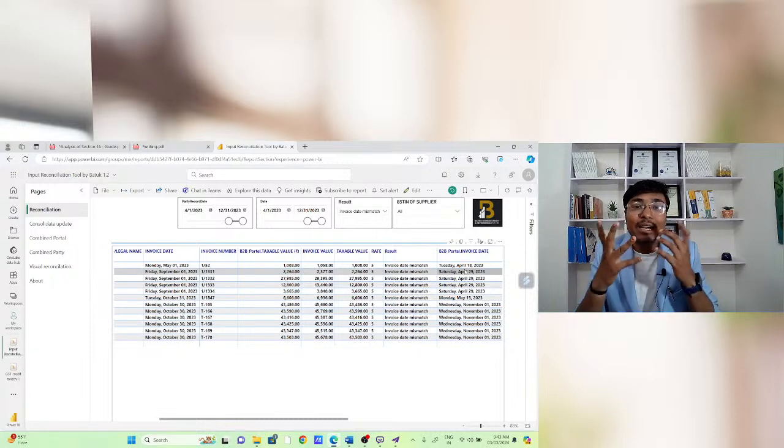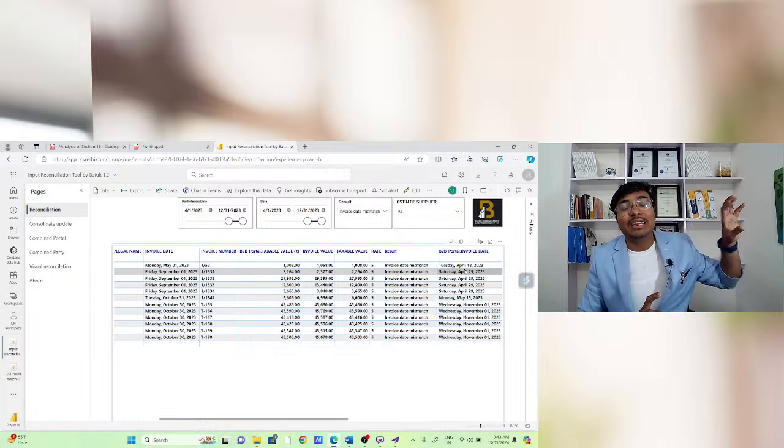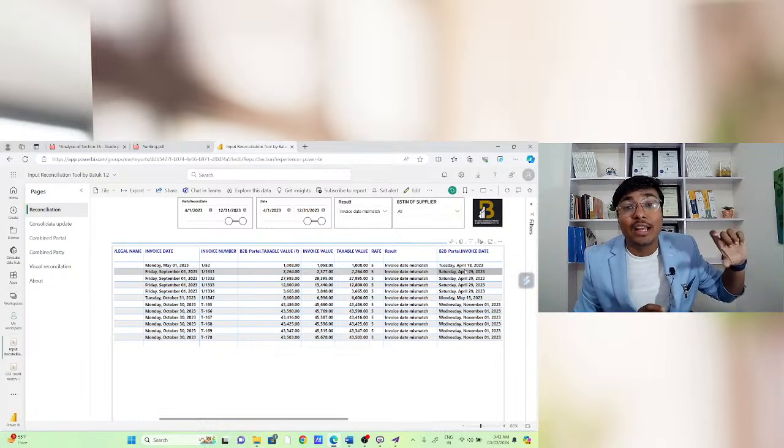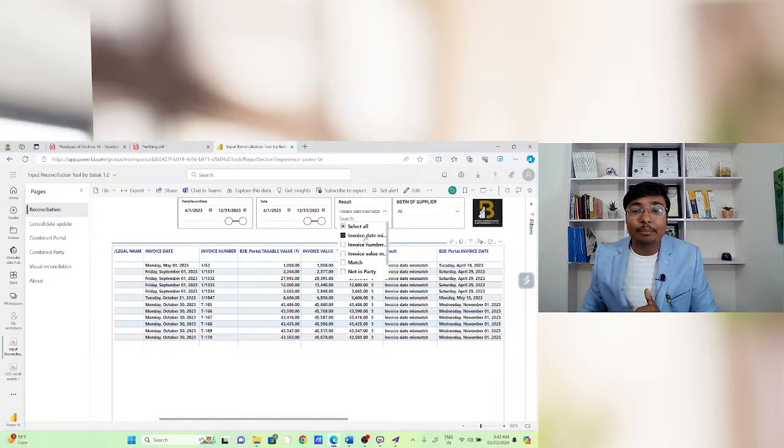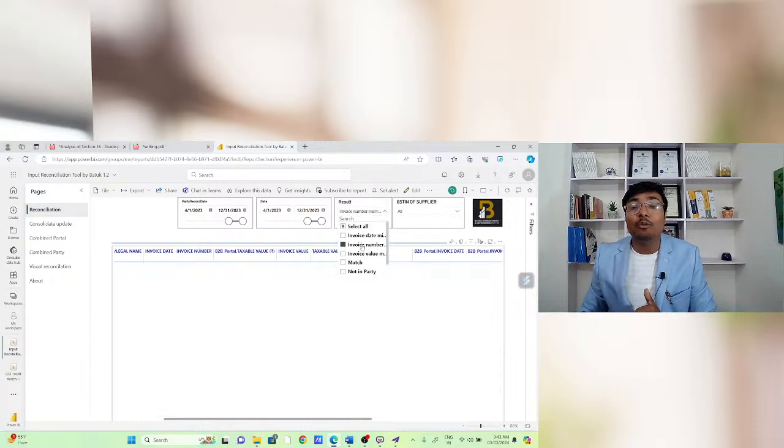And once you find out the invoice date mismatch, you can easily analyze the purchase register, the books of accounts, and the eligibility of the input tax credit. Also you can select one tab if we want to identify the invoice number mismatch, in this specific date.